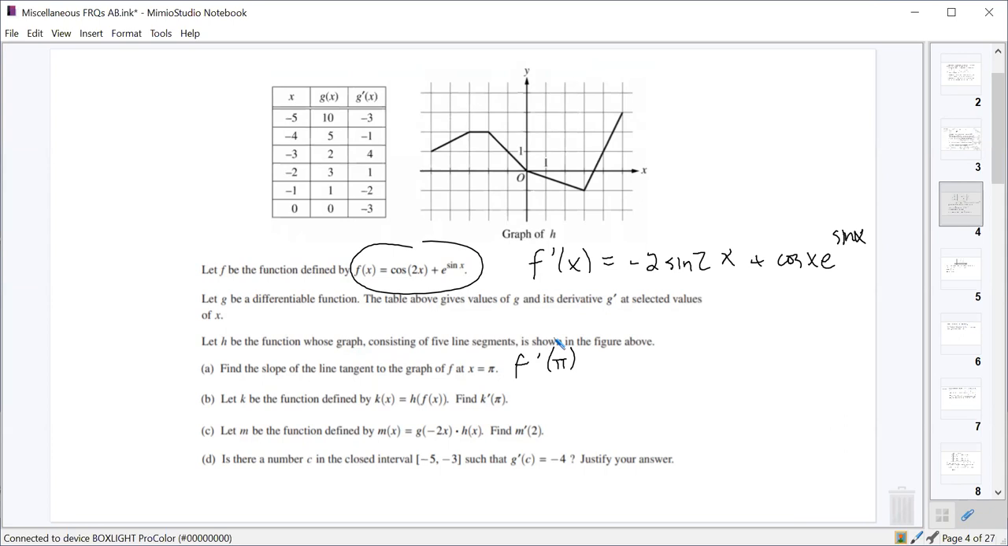Bummer. Okay. F prime of pi, what do we get for that? That's -2 times the sine of 2 pi. What's the sine of 2 pi? 0. So -2 times 0 is still 0. So we end up with 0. And then plus the cosine of pi, which is -1. And then e to the sine of pi. Sine of pi is 0. So e to the 0 is 1. So -1. So f prime of pi is -1. Everybody go with part A? Wonderful. Part B. K is this function, h of f of x.